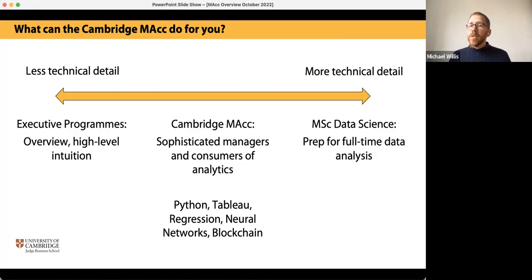We train our students in Tableau and data visualization so that they can understand how to explore data sets visually and also how to communicate effectively using visuals. We teach about more sophisticated statistics models like regression models, neural networks, and then we cover technologies like automation, blockchain, cryptocurrency. That's our approach to training data analytics.